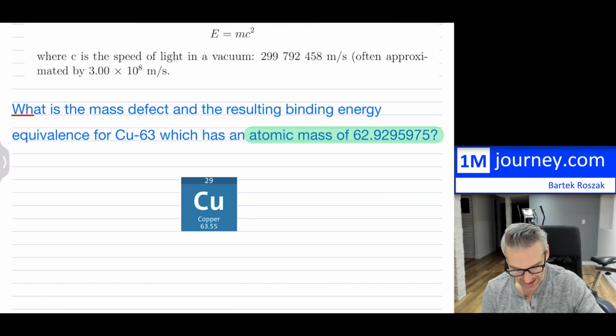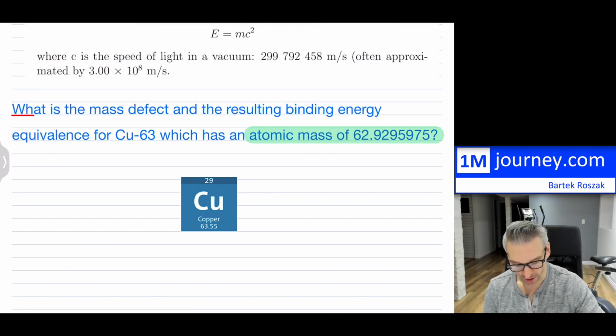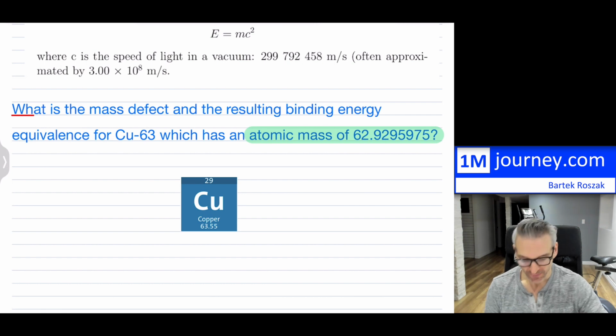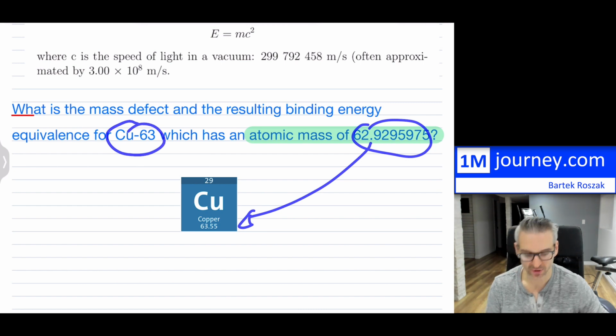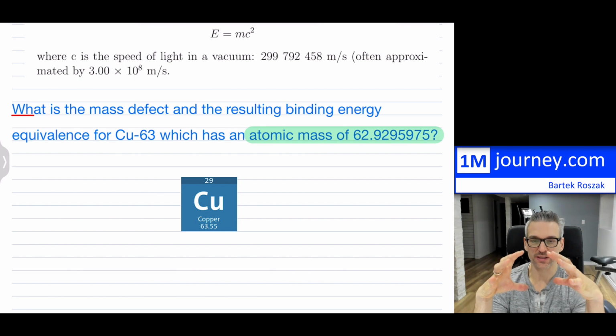Please remember, again, that copper is not just one isotope. So when we take this as our atomic mass, this is just the average between the isotopes that are found in nature, at least up to this point. This value is different from that one because it's for a specific isotope that I'm giving you. So this is of the actual nucleus itself. Let's assume that this is the mass of the nucleus when it's bound together.